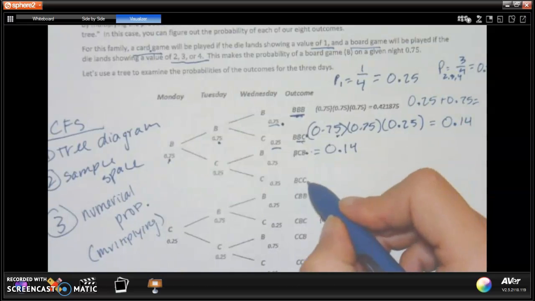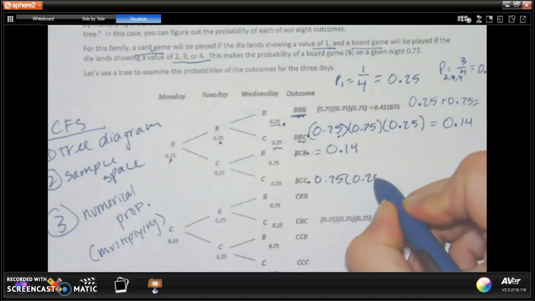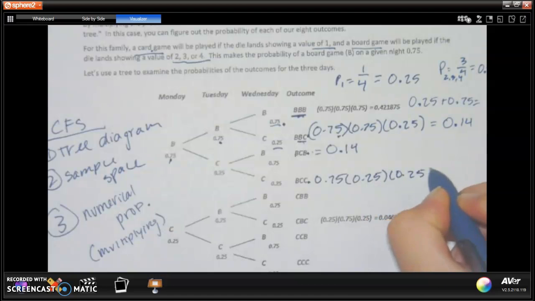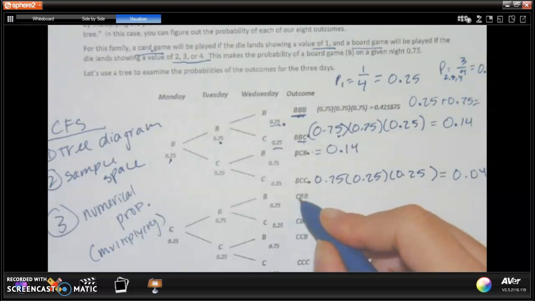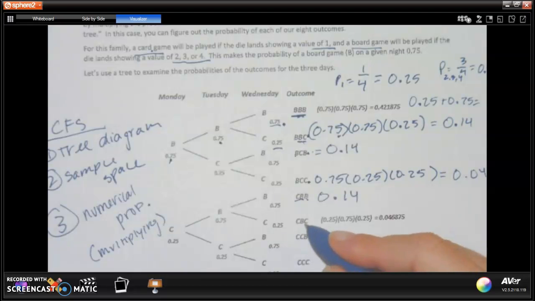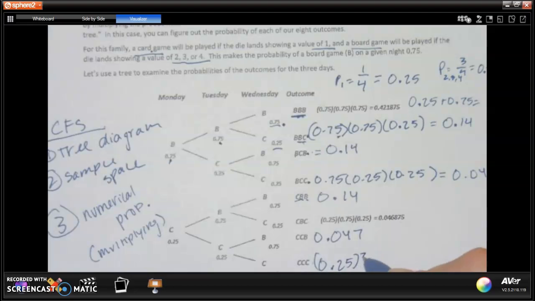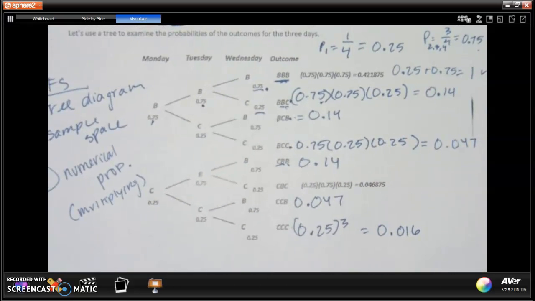Okay, the fourth outcome. I'm taking B, or 0.75, times it being a card game, which is 0.25, times 0.25. And when I do that, the probability is 0.047. Once again, I see two B's and a C, so I can just copy down 0.14. Here I have two C's and a B, so I can just copy down 0.047. And here I have three C's, so I'm going to multiply 0.25 to the third power, or 3 times, to get 0.016.